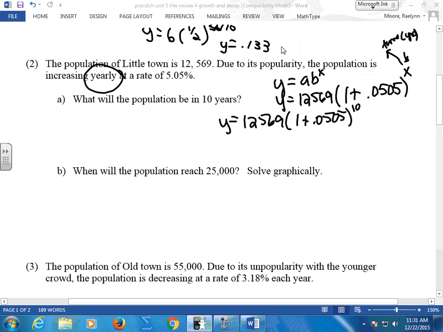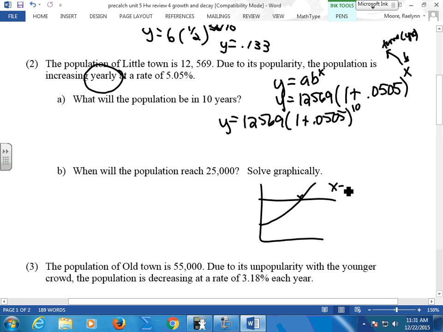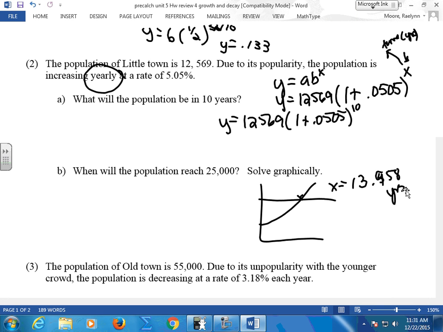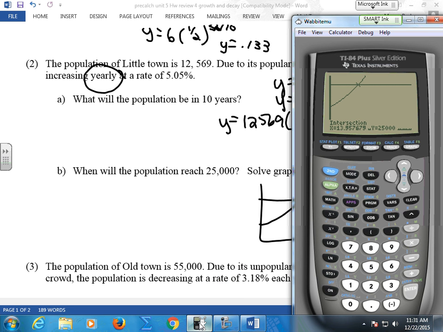And graphically, you're going to show me this. You're increasing, you're crossing. 13 point, I forgot what I said, 958, thank you. And we say years. Would it be your window? Yes? Yeah. Well, an easy way to make your window is this. Because I have to reach 25,000, that's my Y max. Just go a little higher on your Y max, because sometimes when you intersect, you can't see it at the top. It writes like over the stuff up there.